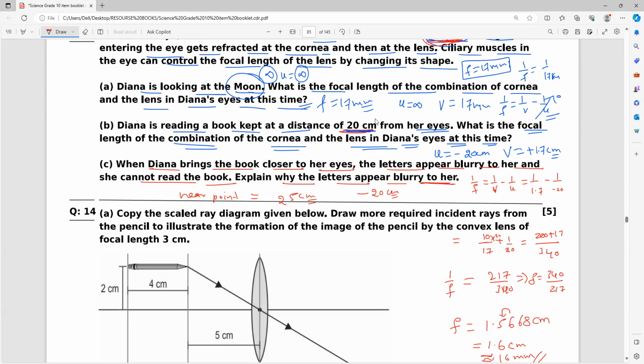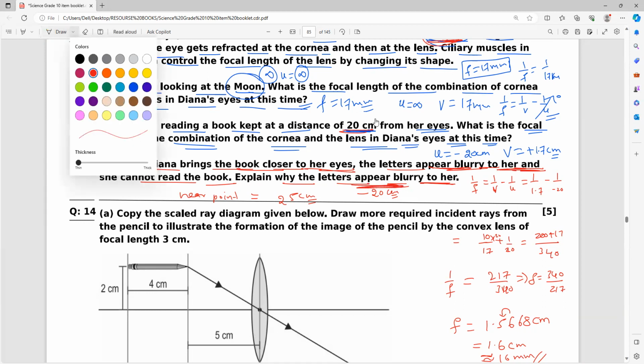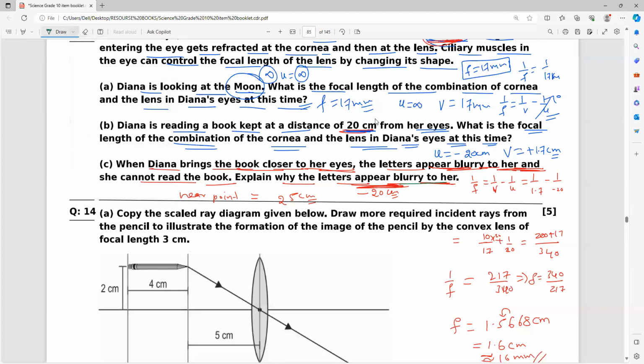But here you see that when Dana brings the book closer to her eyes, they are not mentioning less than 25. She is trying to bring it closer to her eyes, so the letters appear blurred. It means she is having a defect. She cannot read near objects. Which means the image is forming where? Behind the retina. That is the answer.